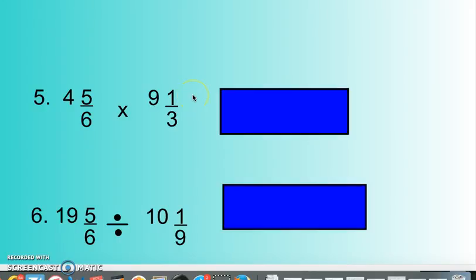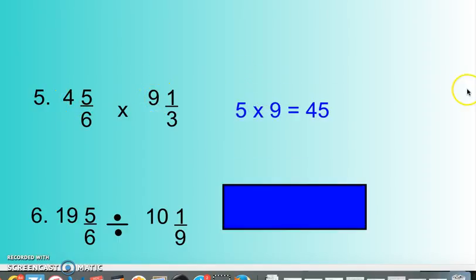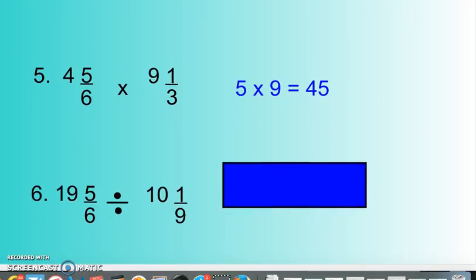I don't think it's enough. And so I would keep this as 9. So this would be 5 times 9, which is approximately 45. So it would be an estimate.